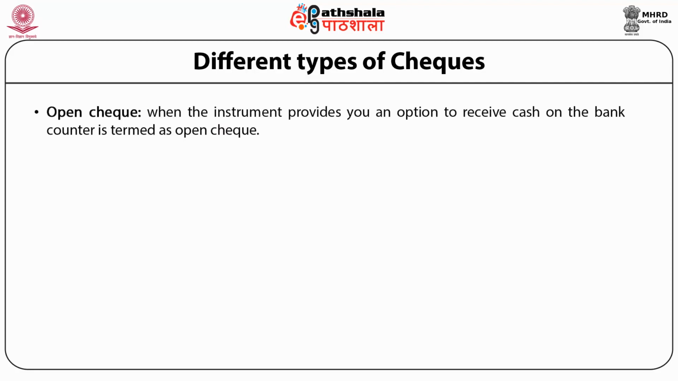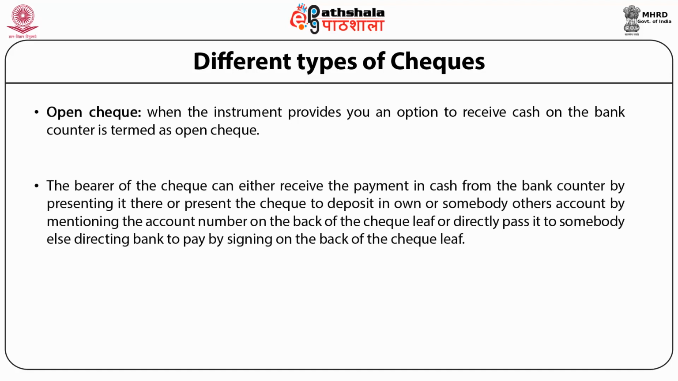First is open check. When the instrument provides you an option to receive cash on the bank counter, it is termed as open check. The bearer of the check can either receive the payment in cash from the bank counter by presenting it there, or present the check to deposit in own or somebody else's account by mentioning the account number on the back of the check leaf, or directly pass it to somebody else, directing the bank to pay, by signing on the back of the check leaf.